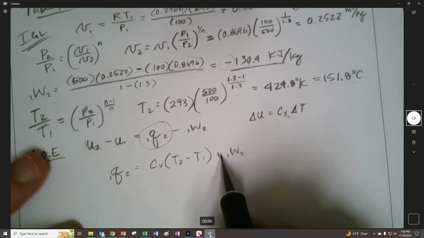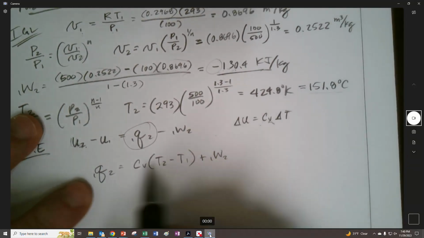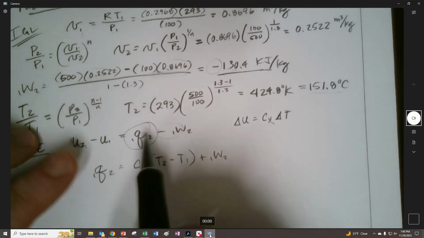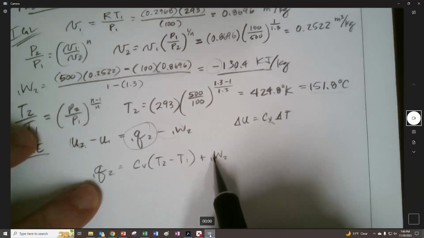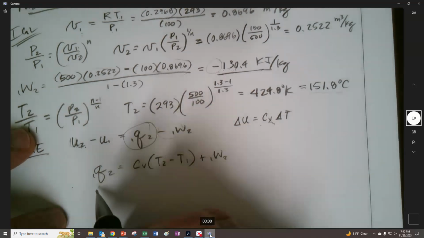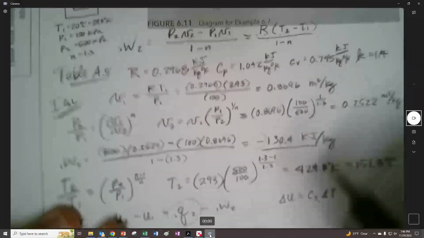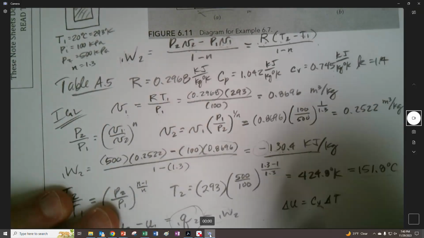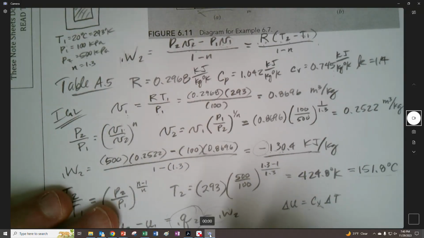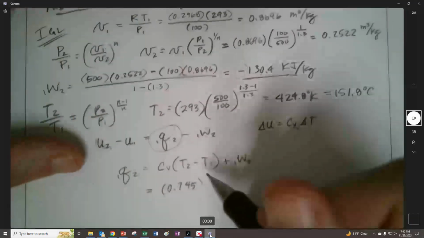So, we're going to go ahead and put this in. We wrote this as positive because that's what the equation's for, but we're going to put a negative value into there. So we say Cv, which we got from right here, 0.745. He said the number backwards as usual.